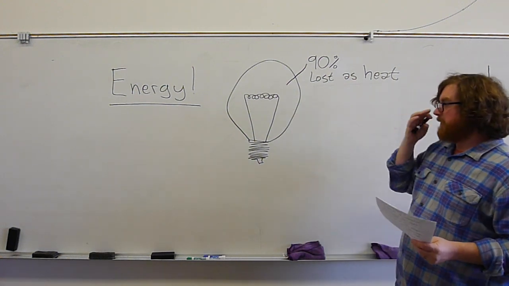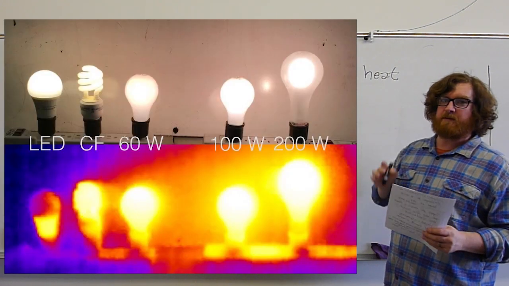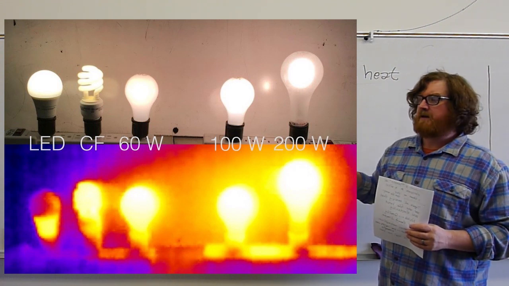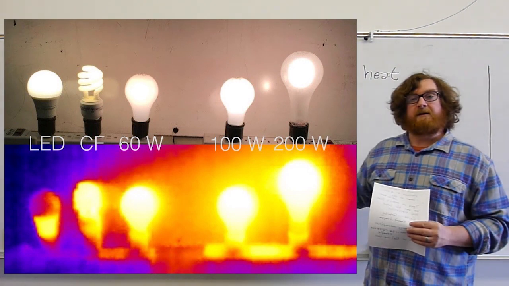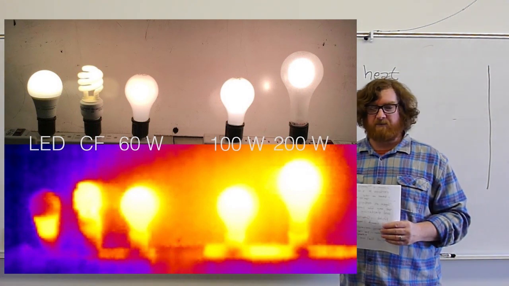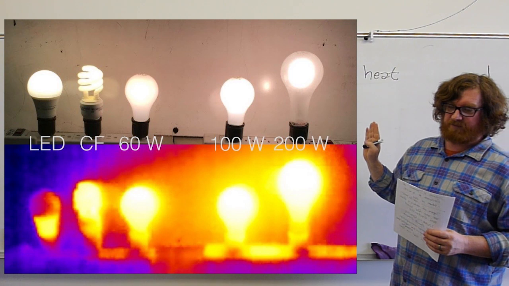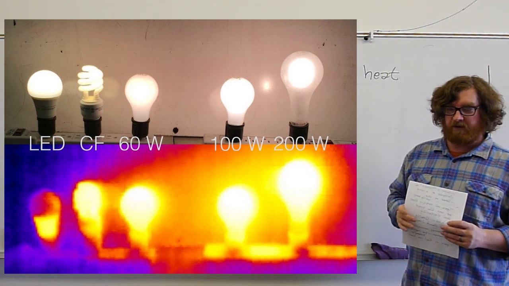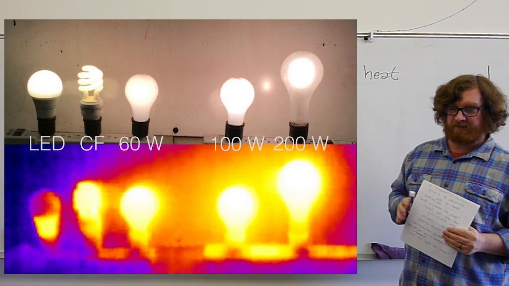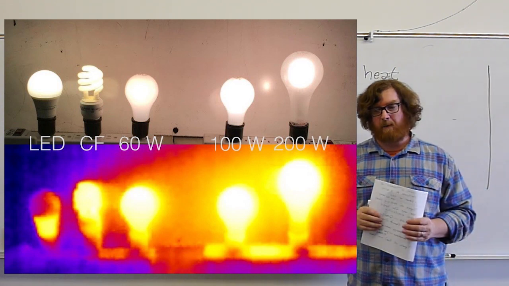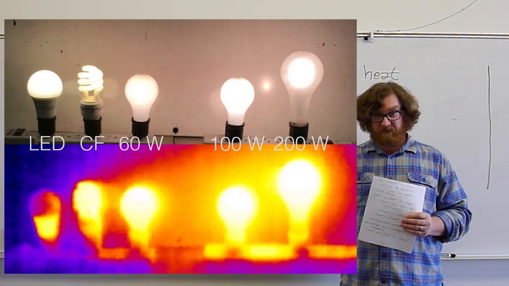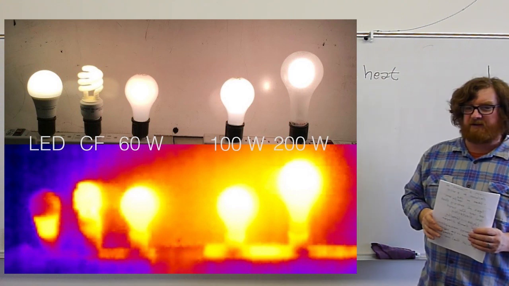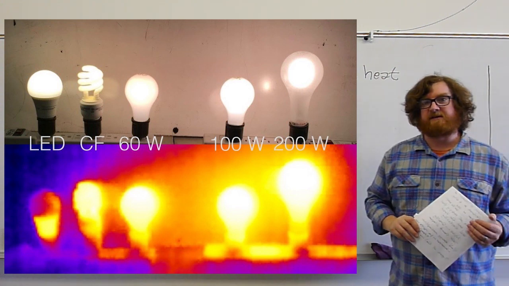So this is a pretty cool diagram that shows different types of light bulbs. In the upper portion, there are great photos of them, and in the lower portion, it's the infrared, so it's the amount of heat released from those light bulbs. And you can see on the far right-hand side, we've got a 200-watt incandescent bulb. Next to that is a 100-watt incandescent bulb, 60-watt. CF is compact fluorescent, the little curlicue, pigtail sorts of ones. And then on the far left, you see LED, which is light-emitting diode.